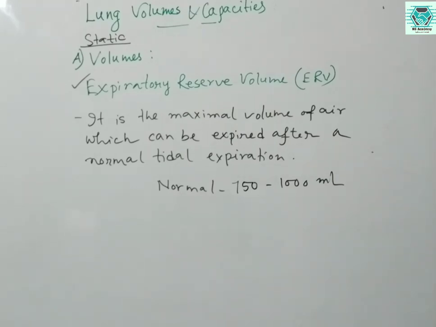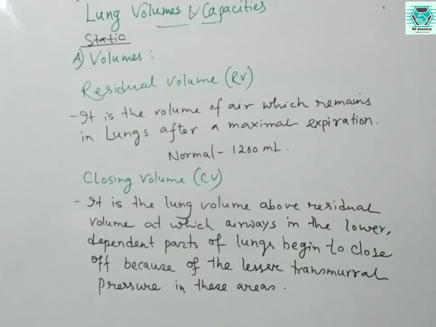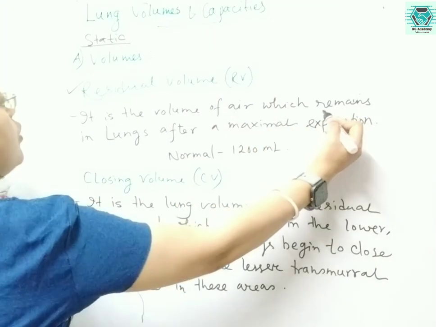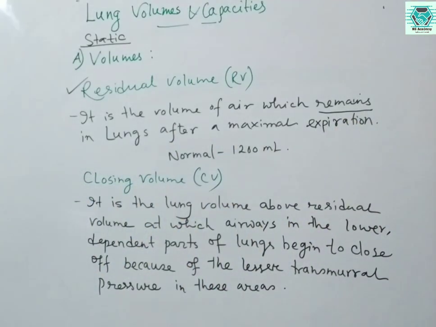Moving to another one, the residual volume, which is RV. It is the volume of air which remains in the lungs after a maximal expiration. When you forcefully expire the air, the air which still remains in the lungs is called residual volume.